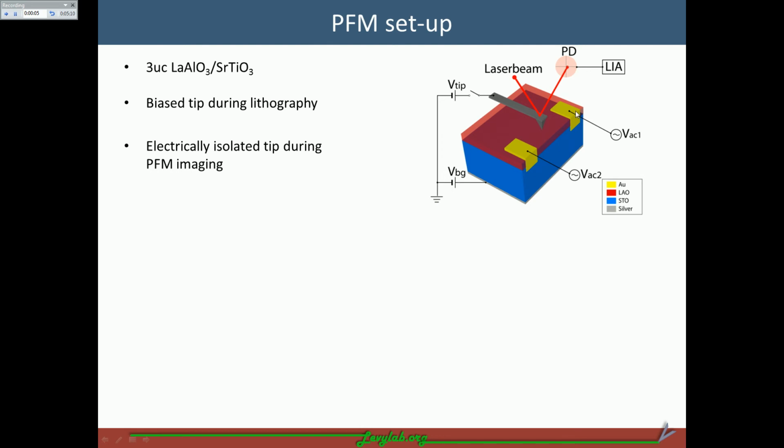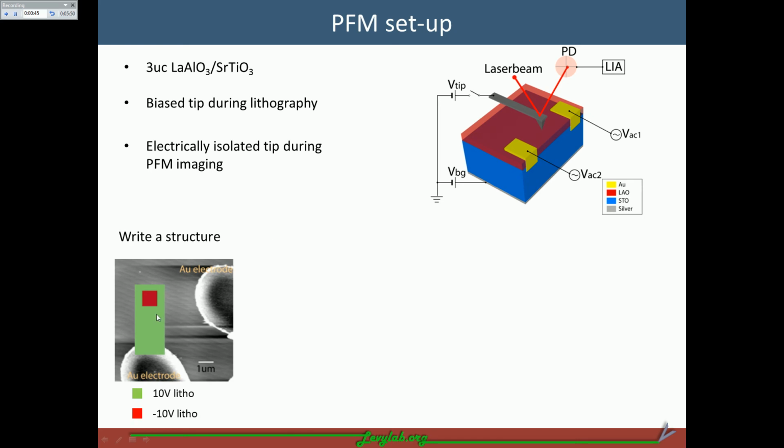It was done on granular cell samples, so we can bias the chip during the lithography to create the nanostructures as interface, and after that we can electrically isolate the chip during the PFM imaging, and we apply excitation voltages to these two nearest electrodes. We can vary these two excitation signals. In this talk, we keep VAC1 equal to VAC2, and the piezo response is measured by the vertical deflection of the probe.